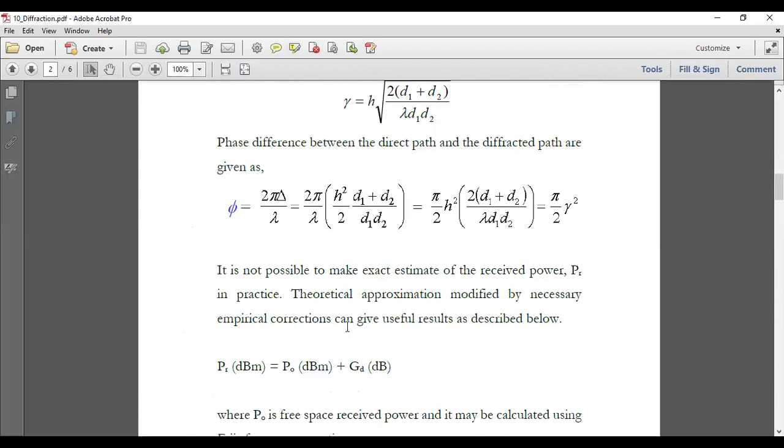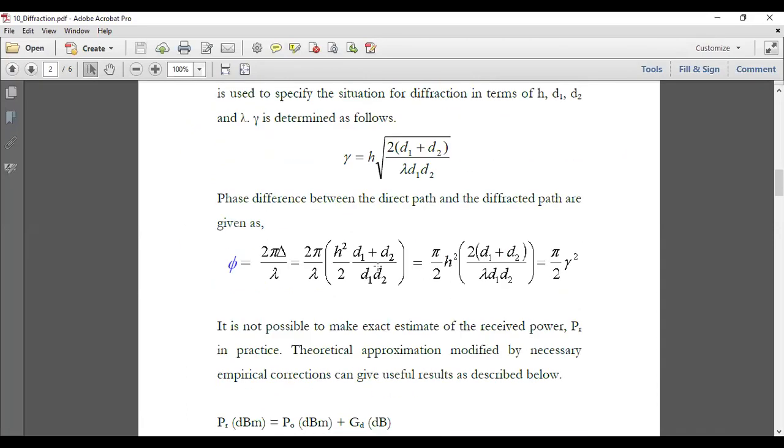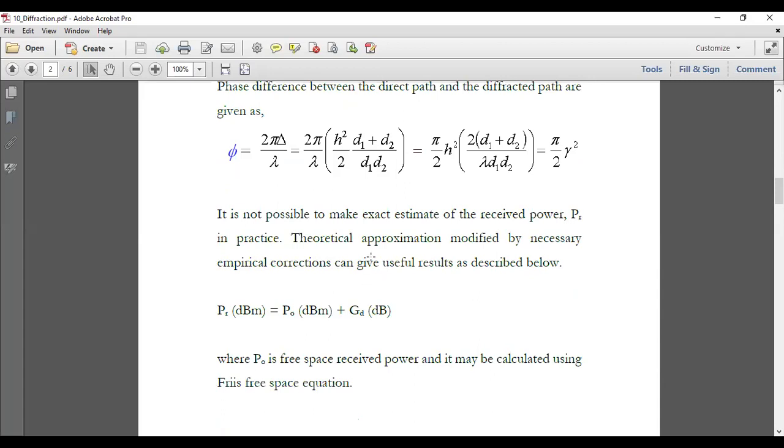Then you determine this G. You first determine this value, the Fresnel-Kirchhoff diffraction parameter. From there, this graph can give you G, so you can get PR. And we also know that G can be positive or negative.